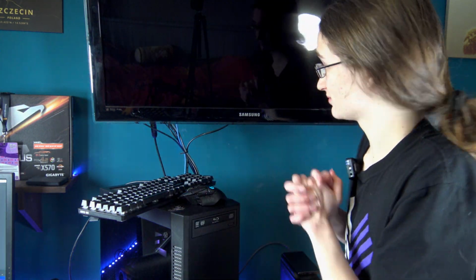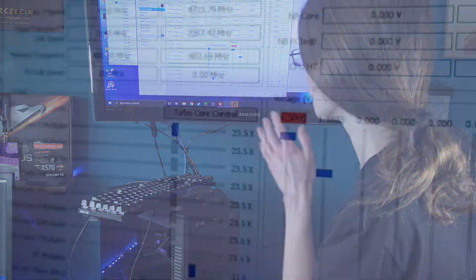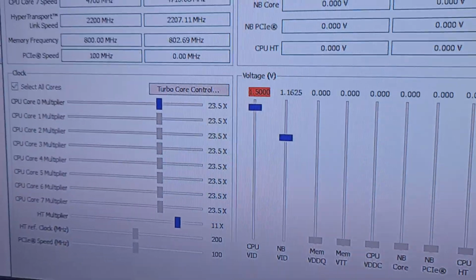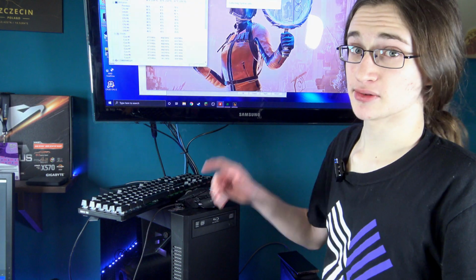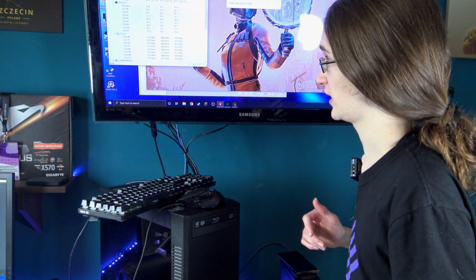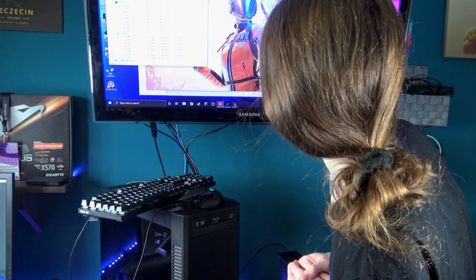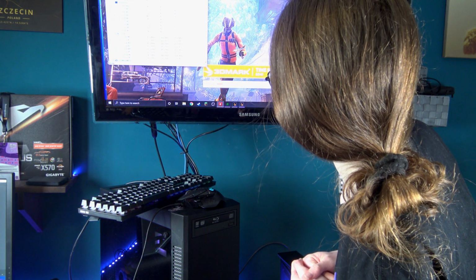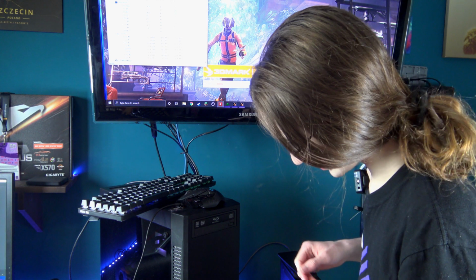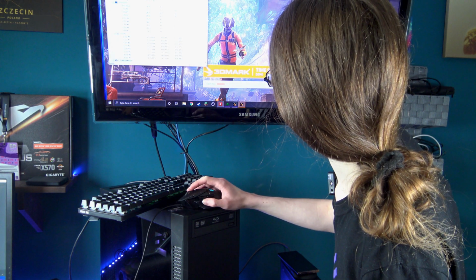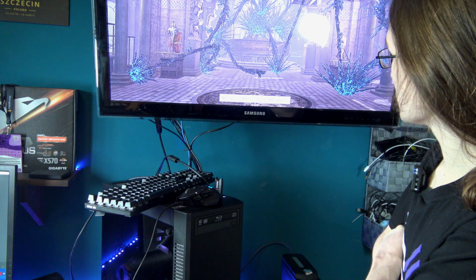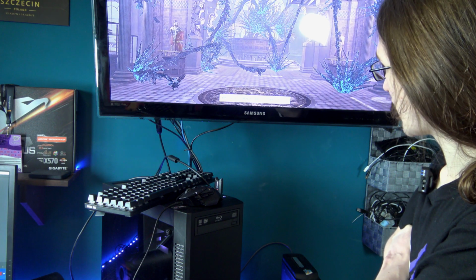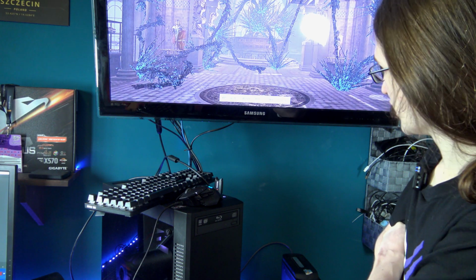Well, let's try again. Okay, so let's do 1.5 volts, 23.5 times multiplier. Let's see if it does anything. So in less nerdy talk, that basically means that we are boosting to 4.7 gigahertz. And even without doing anything, apparently we had 55 degrees already. That's not good. Ooh, shot up to 66 there. Okay, and looking pretty smooth. The frame rate is dropping real hard now.